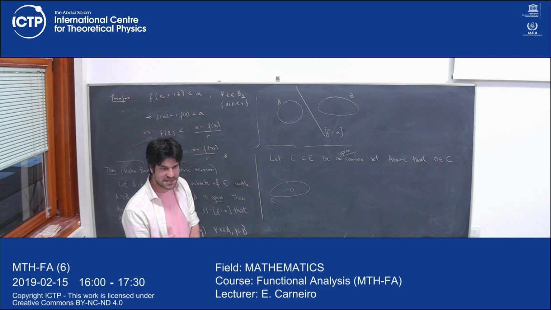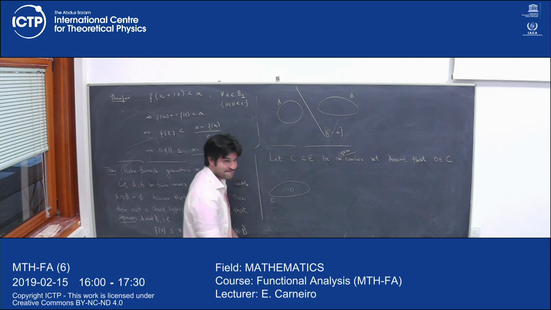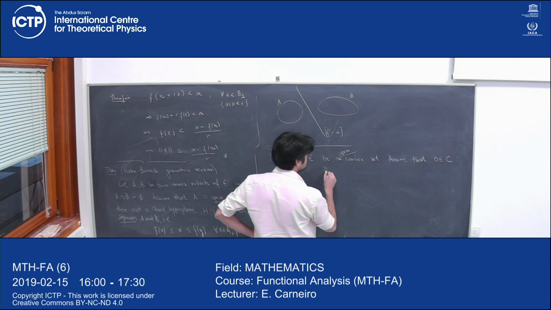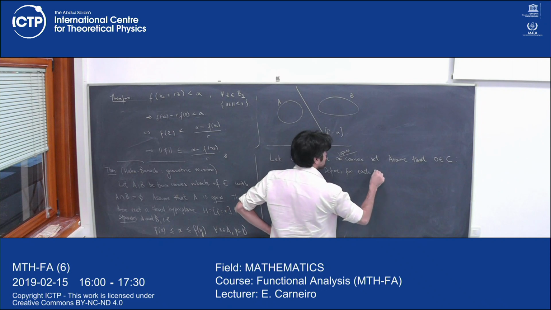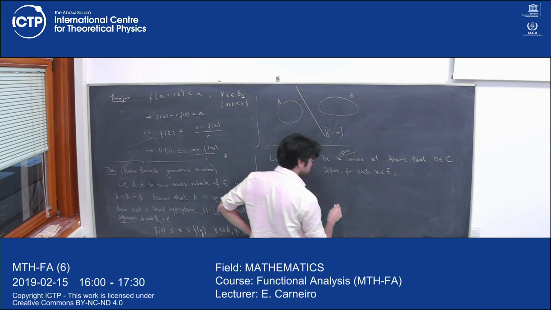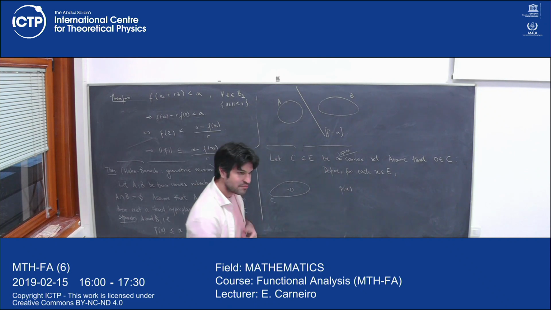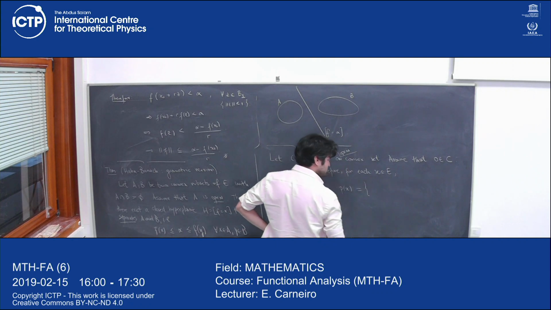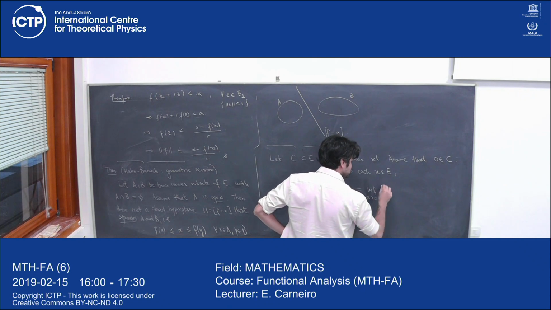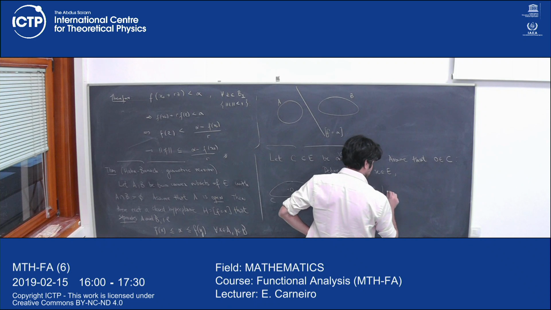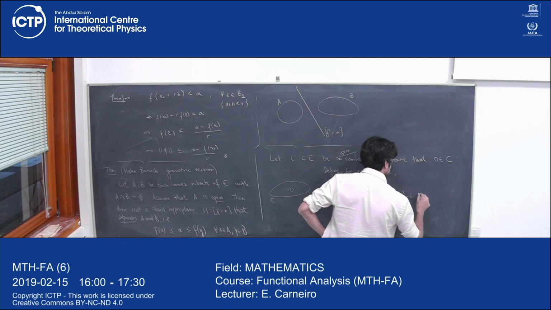So if 0 belongs to our convex set, then there is a little ball that keeps belonging to this open set, right? And I can define the following function. Define for each x in the whole space the function p of x, and the name p here is very suggestive of what we have done. P of x is going to be the infimum over all positive alpha such that x over alpha belongs to my set C.